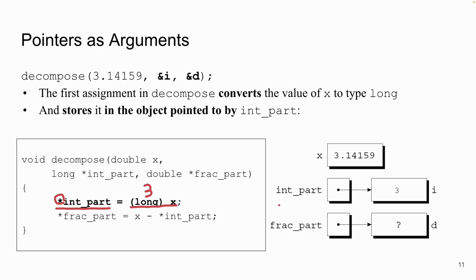So you can check the figure here. You know that int_part is pointing to i. So we can replace this expression with i. What this line wants to do is just assign 3 to i through the pointer variable int_part. That is why the value currently stored inside i is 3. So by this line, we can modify the argument through the pointer variable we have in the function.